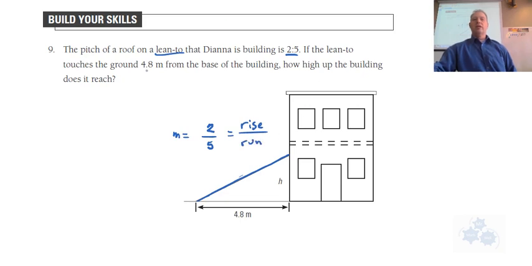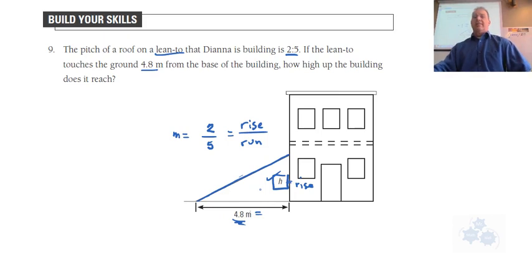If the lean-to touches the ground 4.8 meters from the base of the building, and that's given in the diagram right here, how high up the building does it reach? We're looking for the unknown value h. So what does this look like in the diagram? H is the rise.